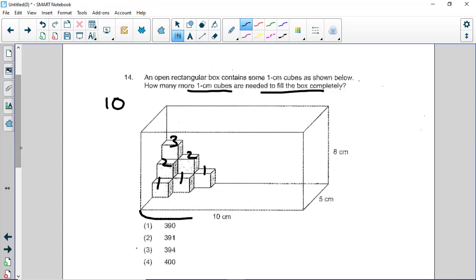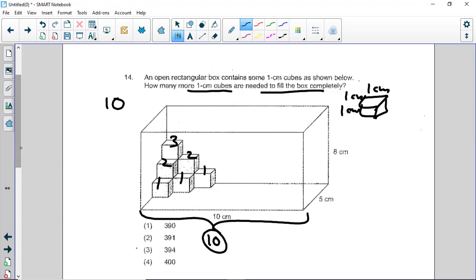Well, you just look at this length. How many cubes can I put along this length? I take 10 cm divided by what? Look at one small cube. Every cube has 1 cm on every side. You take 10 cm and divide by 1 cm. I can put 10 cubes along the length.